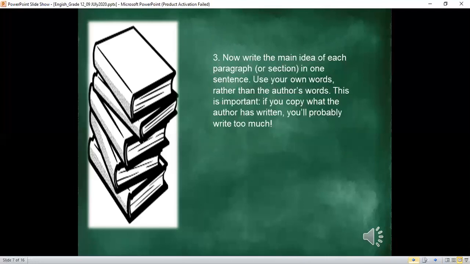So you use your own words. You rephrase, you paraphrase, you rewrite the ideas that you were able to identify, the main ideas that you were able to identify. And when you rewrite them, you are going to use your own words. So it is important that you don't copy and paste.